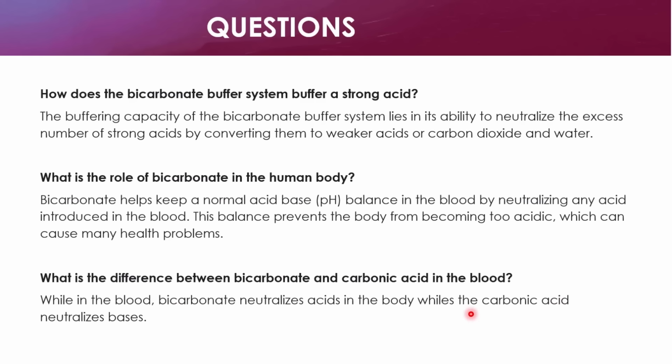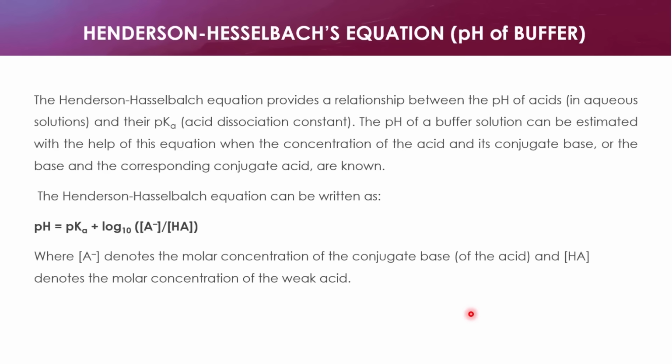Where pKa is the acid dissociation constant, and this denotes the molar concentration of the conjugate base, and this also denotes the molar concentration of the weak acid. Therefore, we can say the Henderson-Hasselbalch equation can also be written as: pH equals pKa plus the log of the concentration of the conjugate base divided by the concentration of the acid.